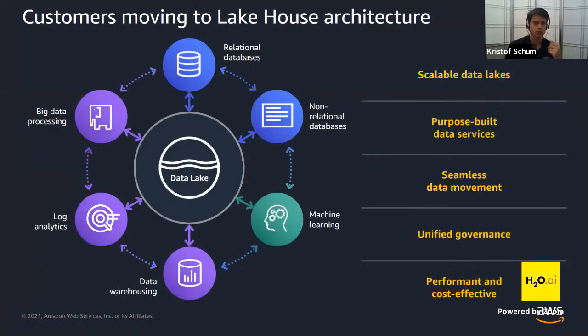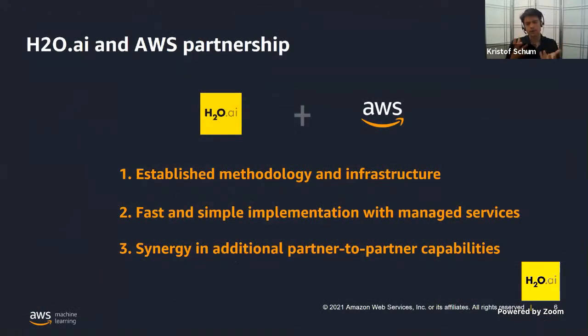In the lakehouse architecture, customers build scalable data lakes using purpose-built data services with seamless data movement and unified governance at the right price-performance ratio. With this ability, the machine learning capabilities of H2O tap into these established methodologies and infrastructures, manifesting the H2O and AWS partnership with fast and simple implementation using managed services, either with the data or even under the hood, using Kubernetes and the entire AWS service suite.